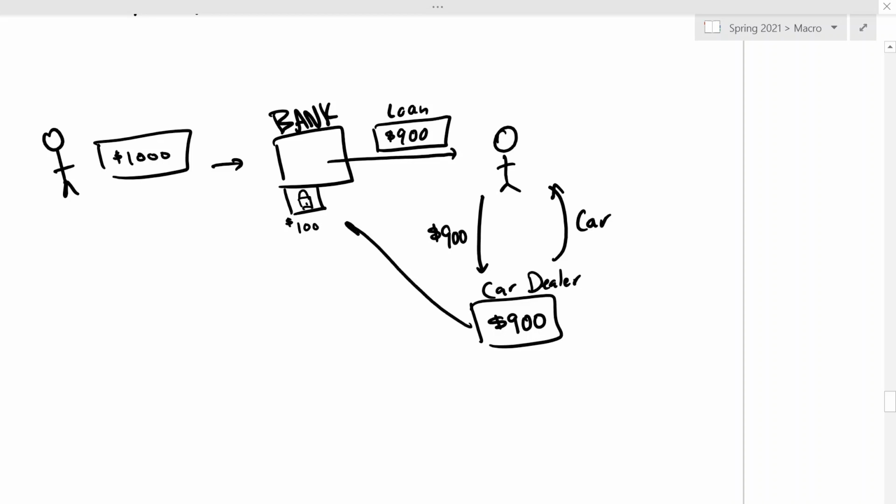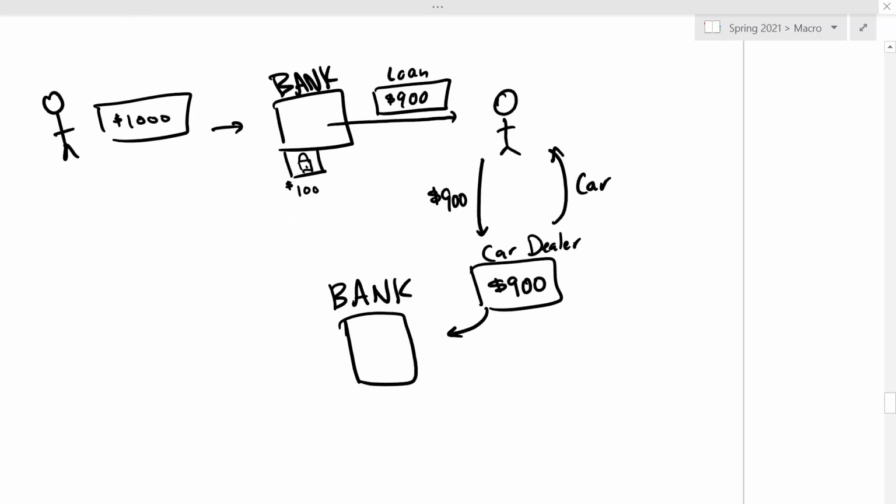They can go either back to that bank. Let's use a different bank. The car dealer takes their money to their bank, and now that bank, who maybe also has a 10% reserve ratio, they keep $90 in the vault, 10% of 900, and now they have $810 left to loan out to another person.